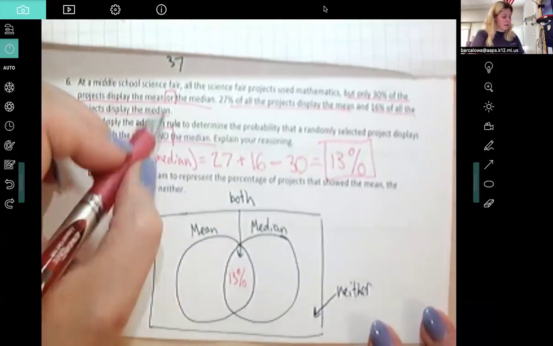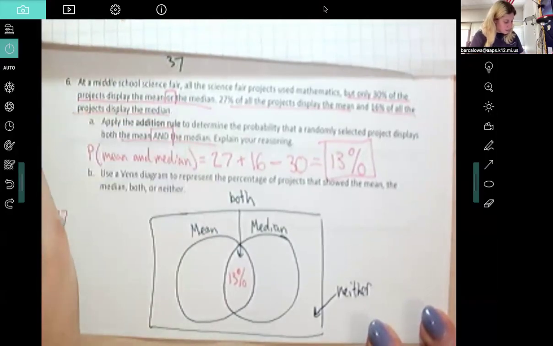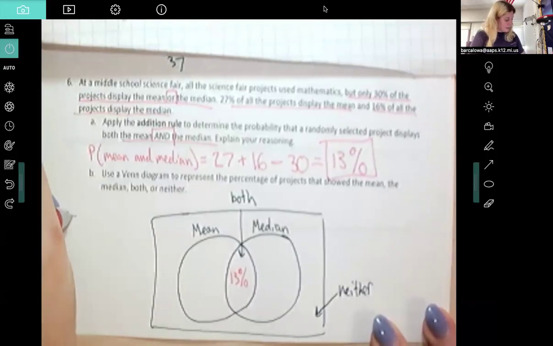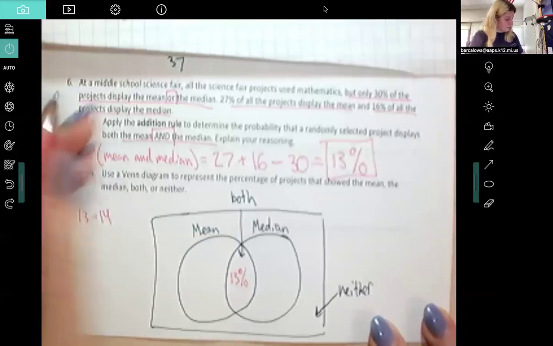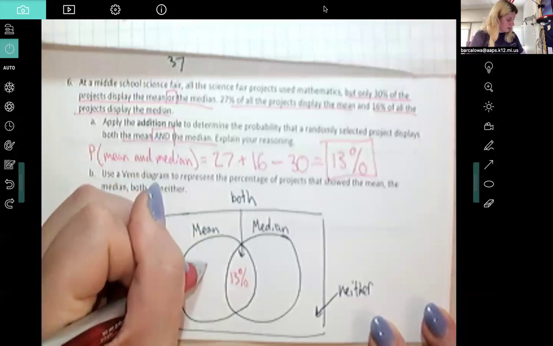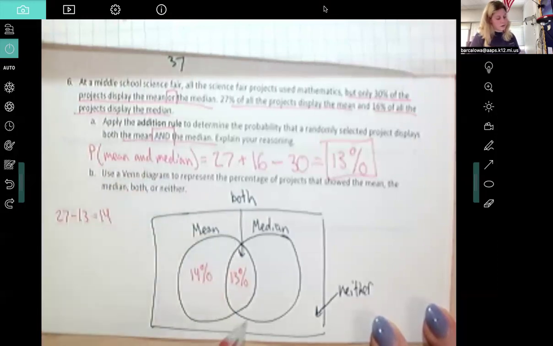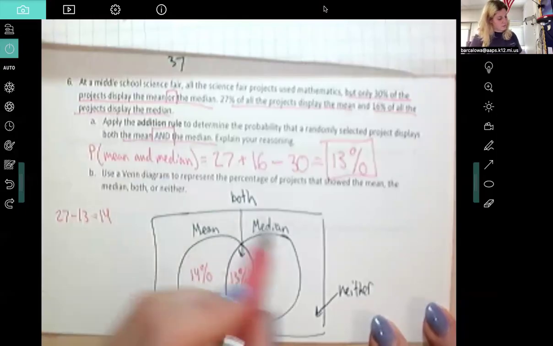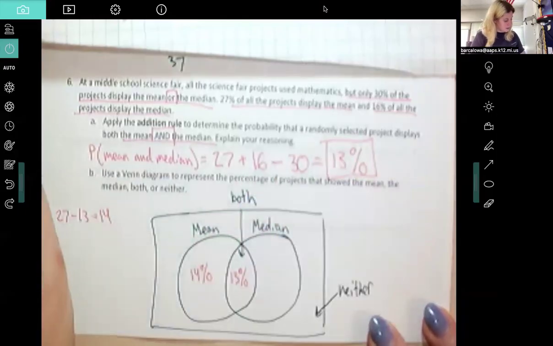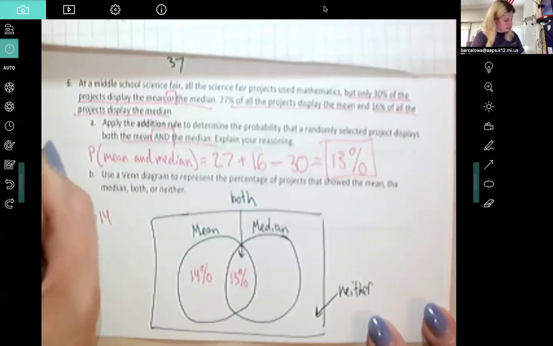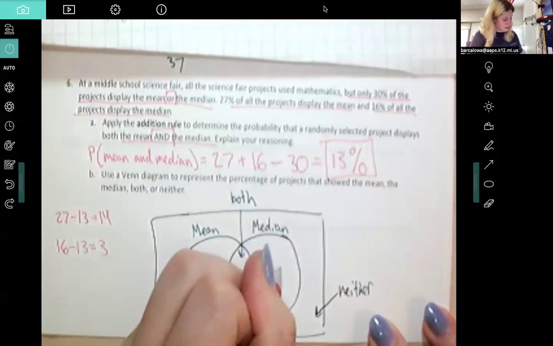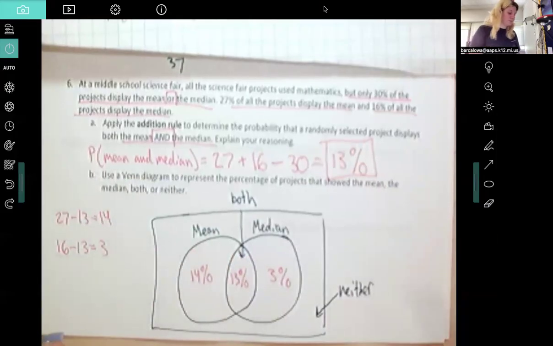Mean only. Well, 27% have the mean, minus those 13 that have both, would be 14% have the mean only. Because remember, this whole circle needs to add up to 27%. So for the median, 16 minus 13 is 3. So 3% display the median only.